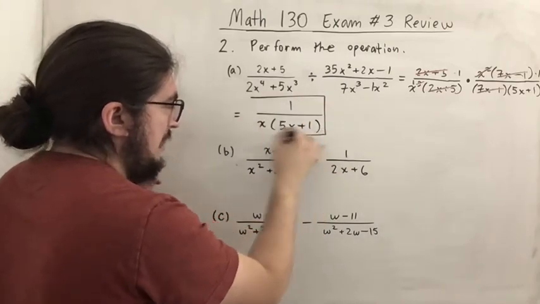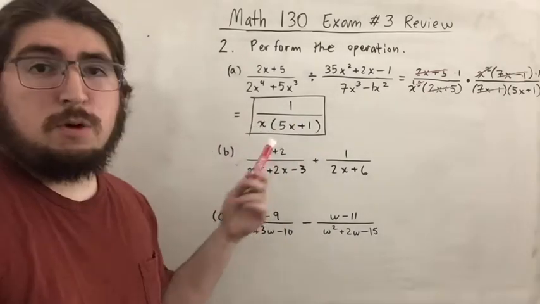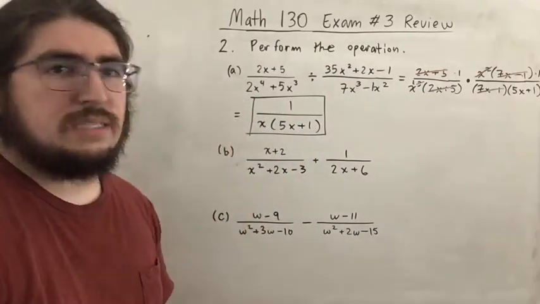I'm going to leave it like that. If you want to distribute this to get 5x squared plus x, you can, but I'm just going to leave it like this. It's fine.